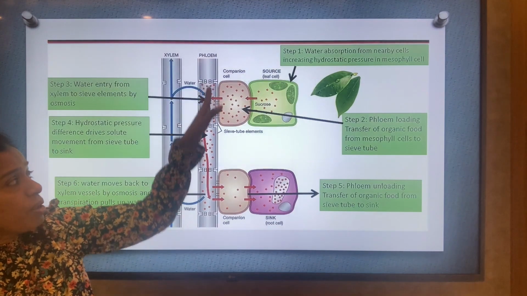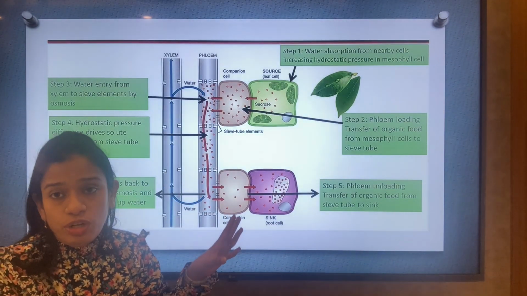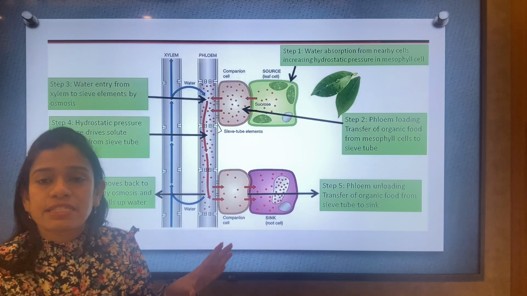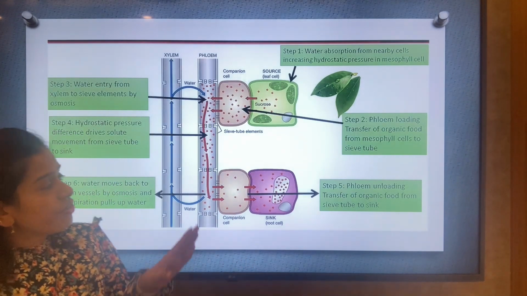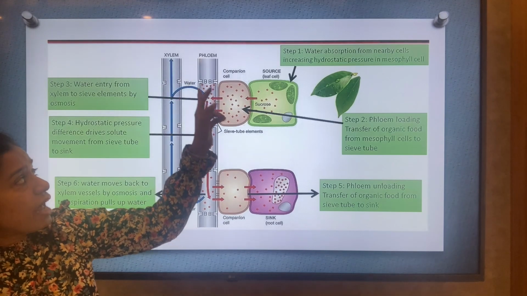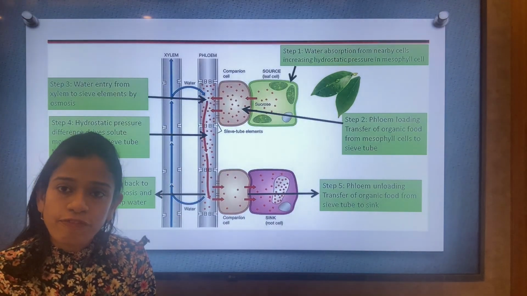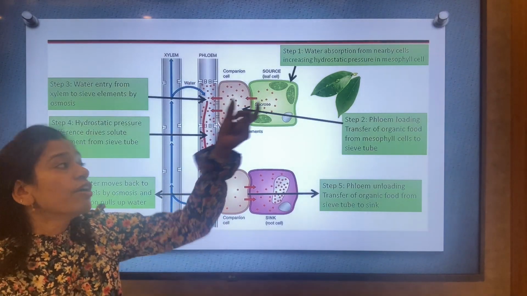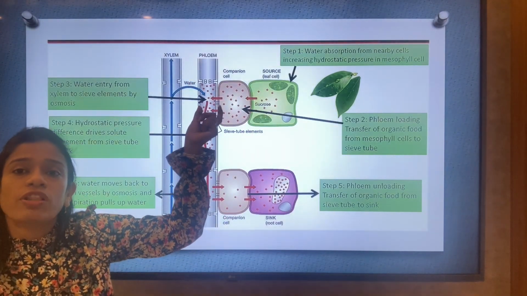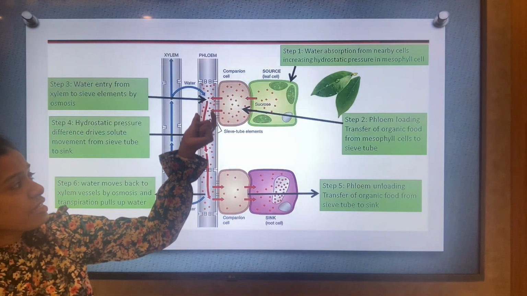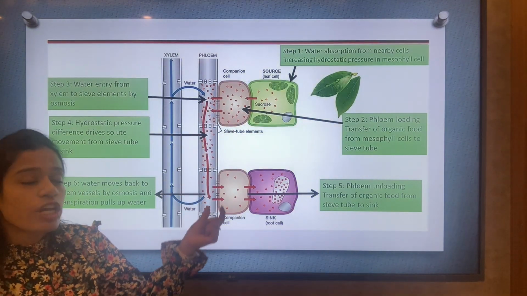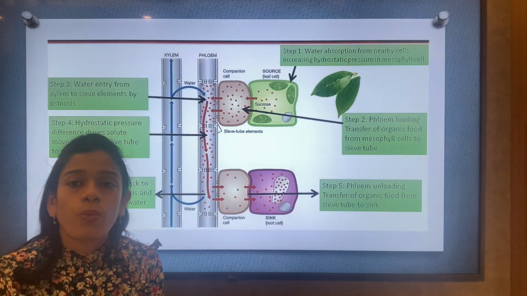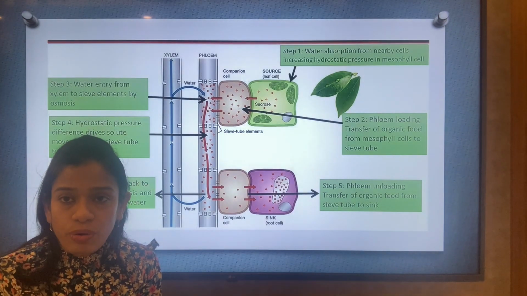Now, due to the presence of the sucrose or the glucose, the water concentration decreases as the solute concentration increases. So water from the xylem flows into the phloem, and due to this flow, it puts pressure, and so the prepared food, the final product of photosynthesis, is translocated from the phloem to different parts of the plant where the food needs to be relocated.